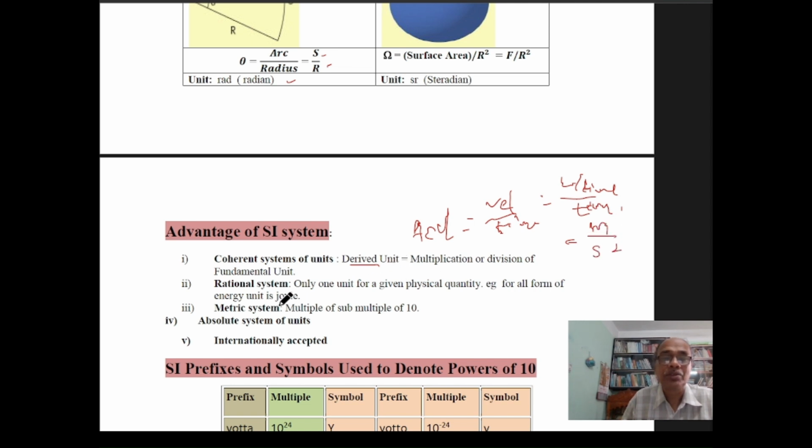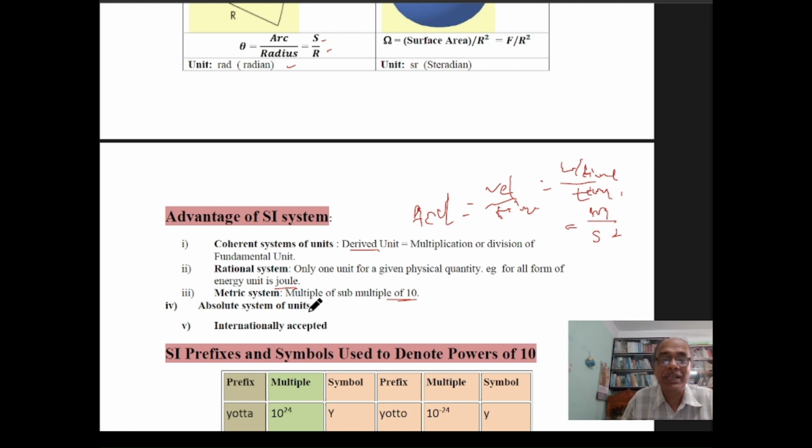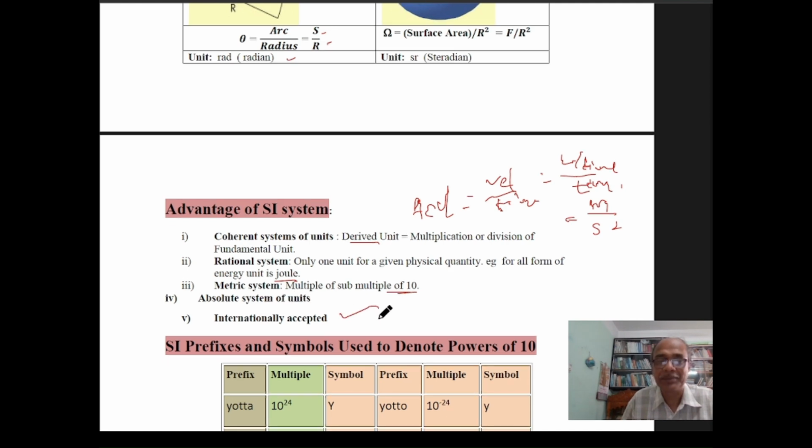It is also a rational system. You see, for energy there is only one unit, joule. Whether thermal energy, mechanical energy, whatever the energy, the unit will be joule. It is a metric system, so changing from one unit to another is in multiples of 10. And here only absolute system units are there, and it is internationally accepted.